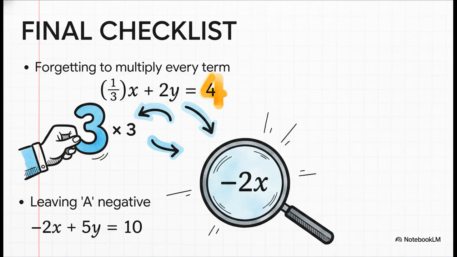So here's your mental checklist. First, when you're multiplying to get rid of a fraction, make sure you multiply times every single term. It's so easy to forget about that constant number on the other side of the equal sign. And second, always, always, always do one final check at the end to make sure your a value is positive.